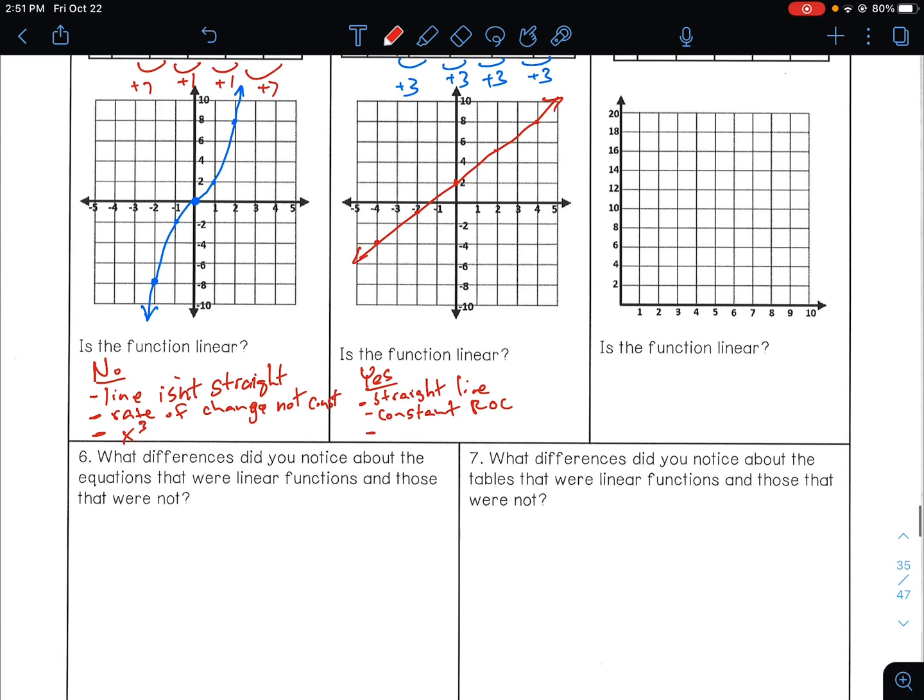And finally, no exponents on variables. All right.